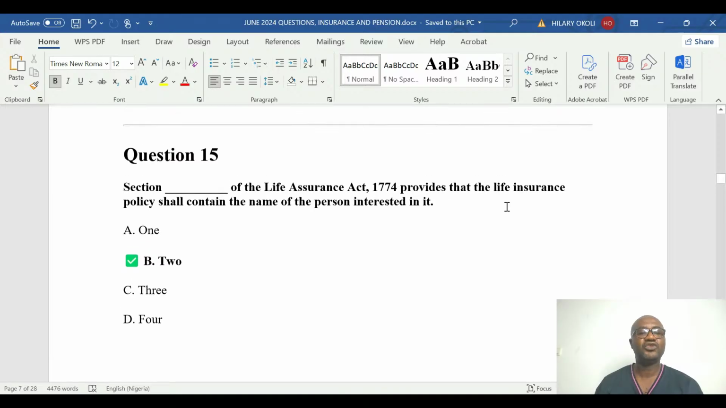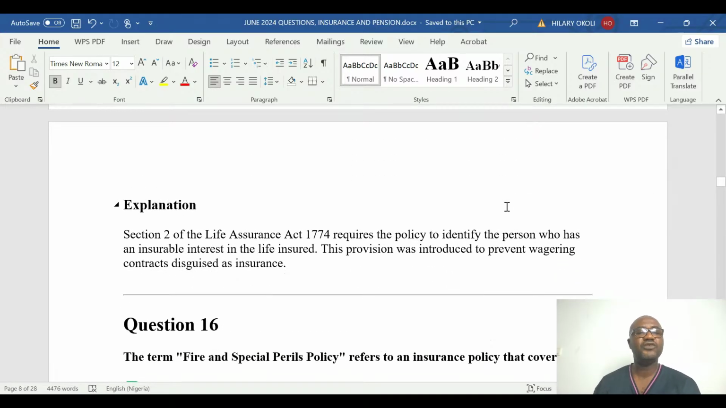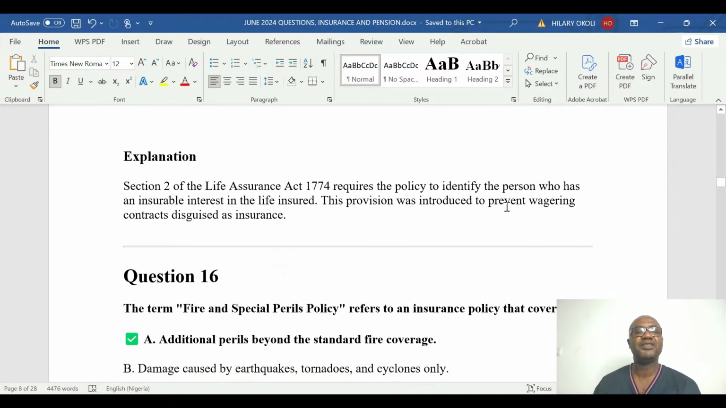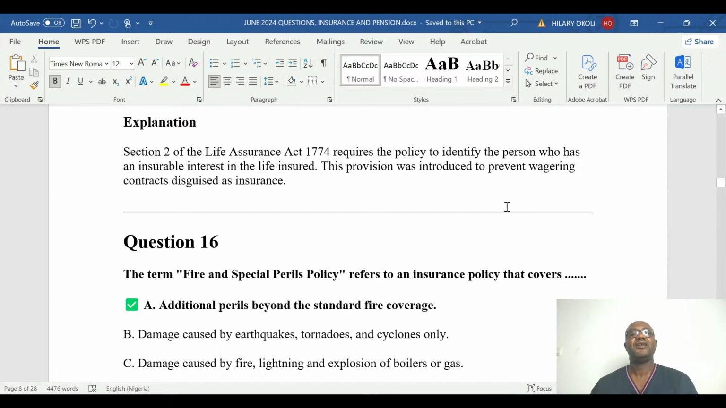Talking about Section 2. Section 2 of the Life Insurance Act of 1774 requires the policy to identify the person who has an insurable interest in the life insured, because this provision was introduced to prevent wagering contracts disguised as insurance. So that's why it was done, to prevent that.